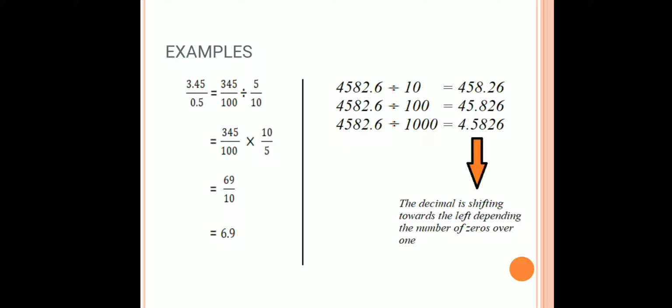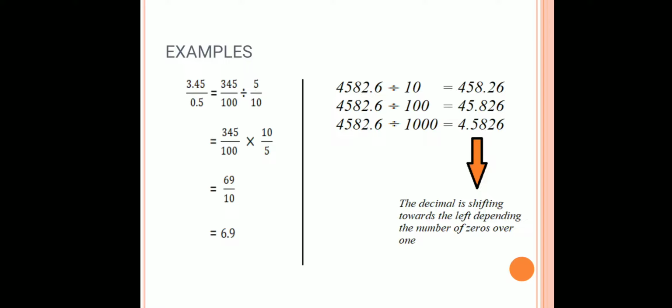Here are my examples. My first example is we are dividing 3.45 upon 0.5. Now as we see that we have a 0.5, that is a decimal number in our denominator. So this 3.45 upon 0.5 can also be written as 345 upon 100 divided by 5 upon 10.